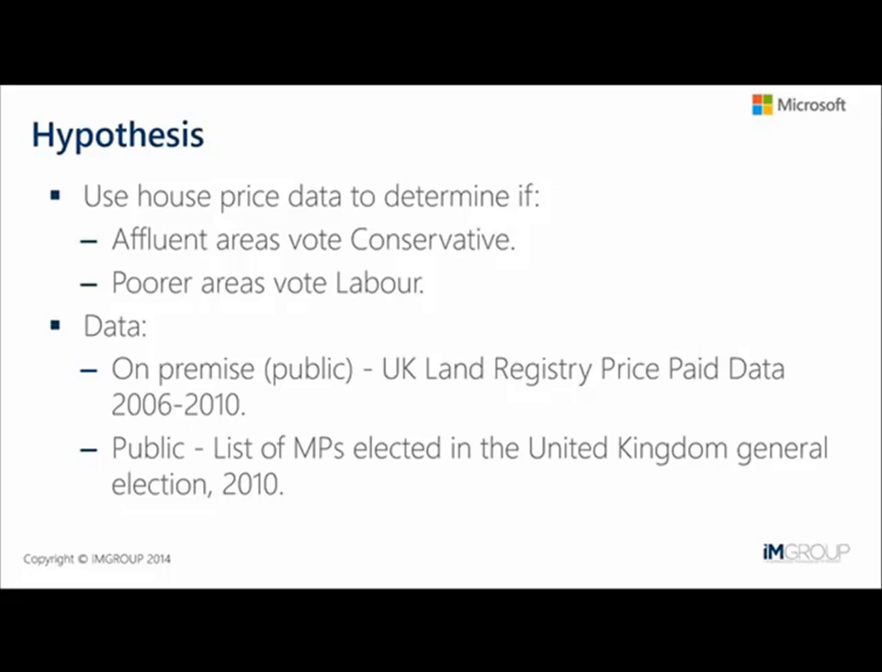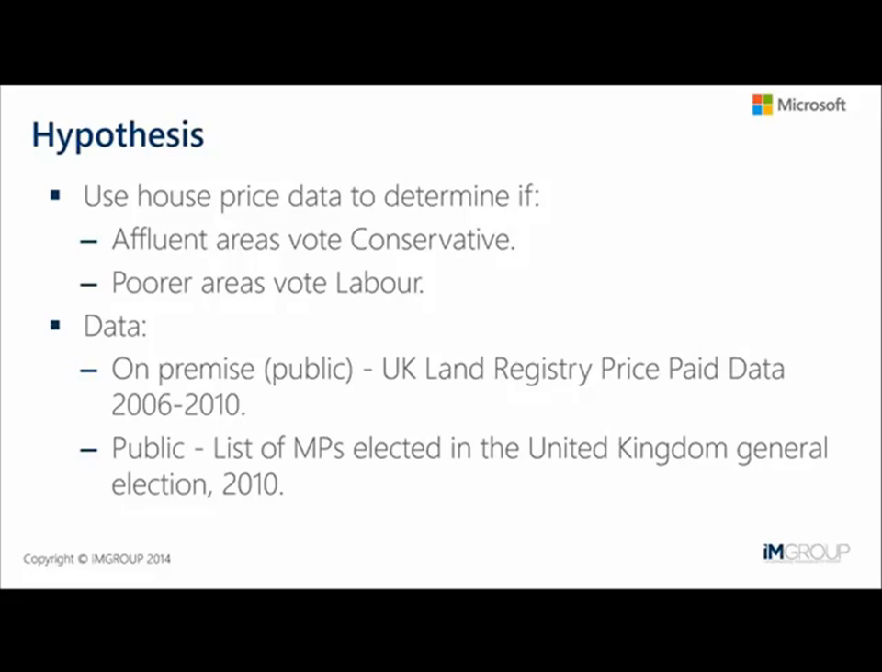Okay, and then we're going to use some public data as well. The theory we're trying to prove is that affluent areas vote Conservative and poorer areas vote Labour. And we're going to do that by looking at house sale data over a period of 2006 to the end of 2009. Now, the house price data doesn't contain anything about political party affiliation. So based on my on-premise data, I have no idea which areas have elected a Conservative MP and which ones have elected a Labour MP or Liberal Democrat.